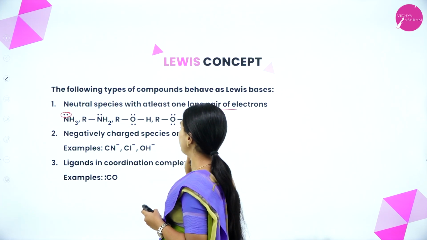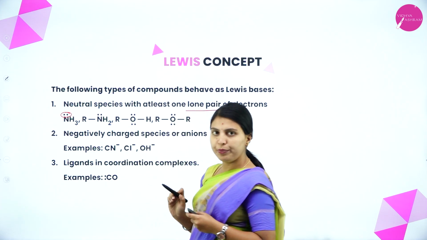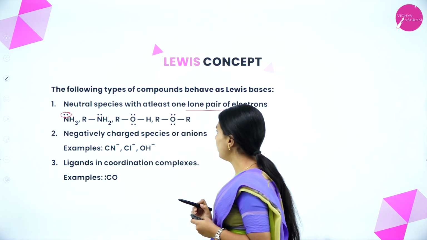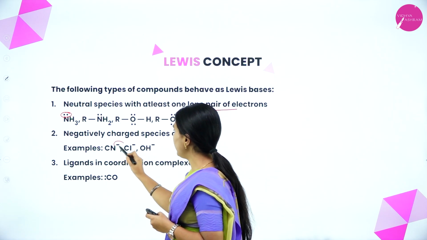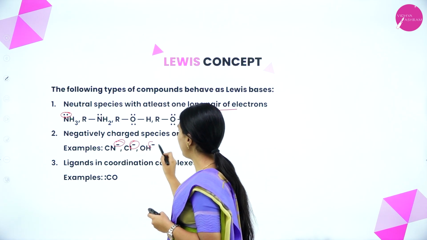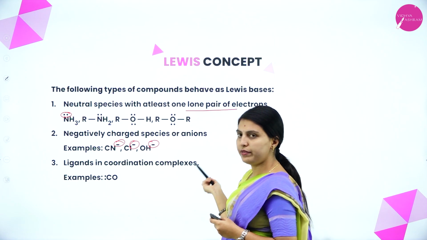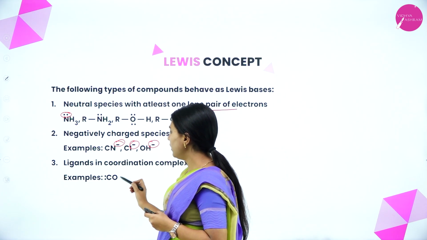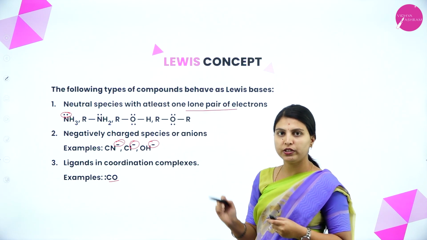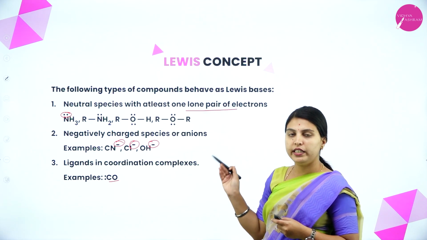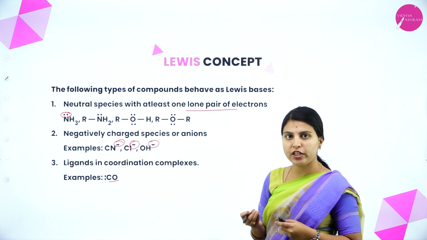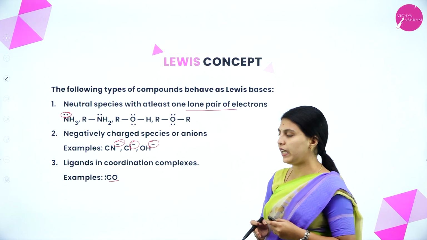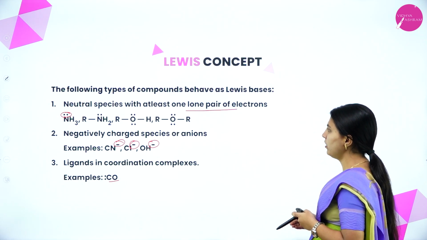In all these species you can observe lone pairs of electrons. Negatively charged species are anions. Here, negatively charged species are also considered Lewis bases. Ligands in coordination complexes: all the ligands we see in coordination compounds are also considered Lewis bases. One lone pair of electrons should be present, and negatively charged species and ligands in coordination compounds qualify.